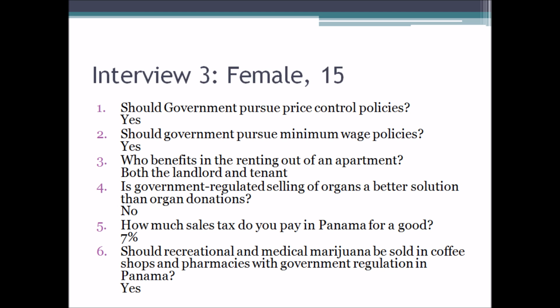How much sales tax do you pay for most goods in Panama? 7%. In my opinion, recreational and medicinal marijuana should be sold in coffee shops and pharmacies with appropriate government regulation. Agree. Have you taken any basic economics or finance classes in school? No. Do you ever read any economic articles online or in the newspaper? No.